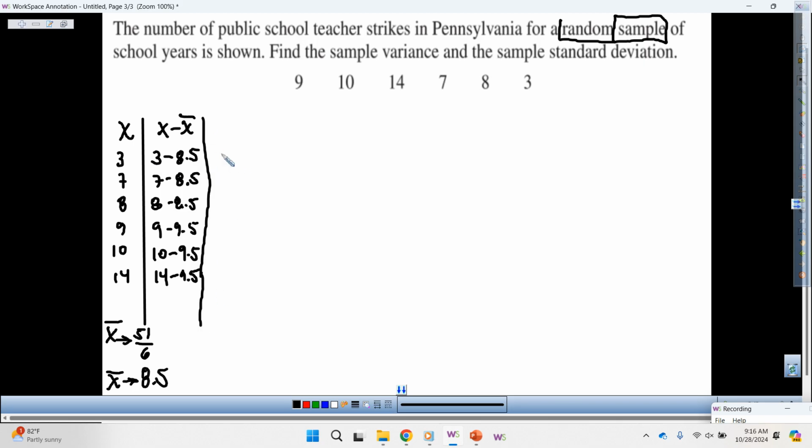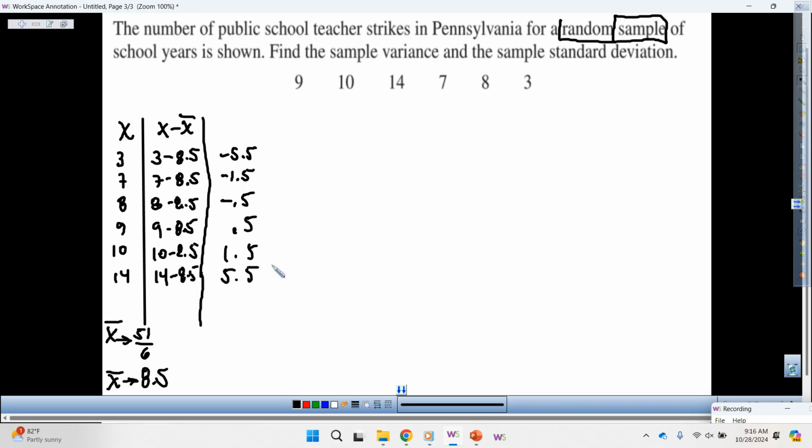All right, and that gives us negative 5.5. What happened? Oh, 9.5. My bad. I did that to see if you guys were paying attention. It's 8.5, and 8.5. All right, so we've got negative 5.5, negative 1.5, negative 0.5, 0.5, 1.5, and 5.5. Is that correct?